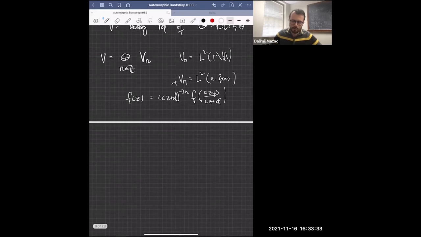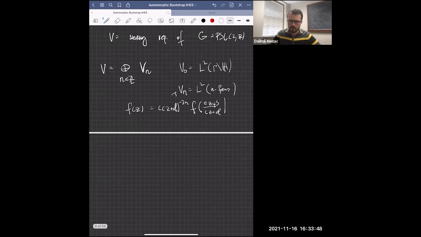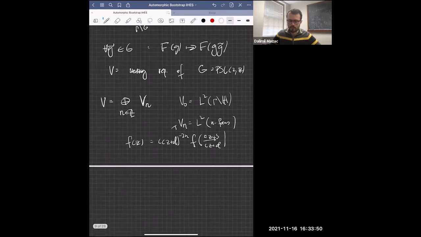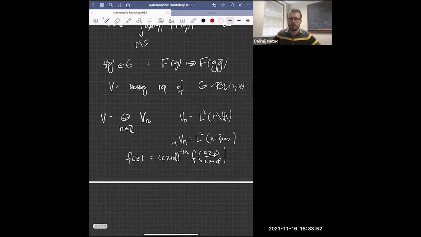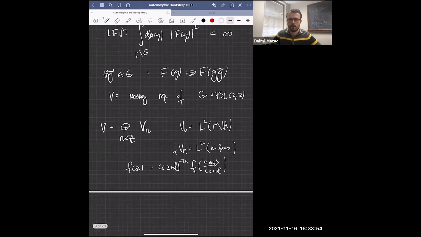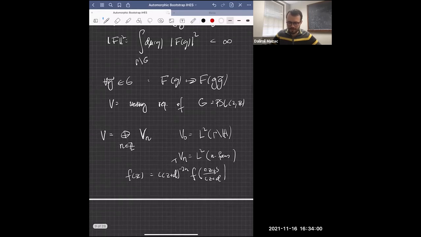Okay, now what we are going to do is decompose V into irreducible representations of PSL2R and see that they correspond to various automorphic forms, including these Maass forms, which are just the Laplace eigenfunctions, but also there will be holomorphic forms inside V. But maybe let me stop now to see if there are any questions about what I've said so far. If you don't understand something, you should really ask, because this is super crucial.